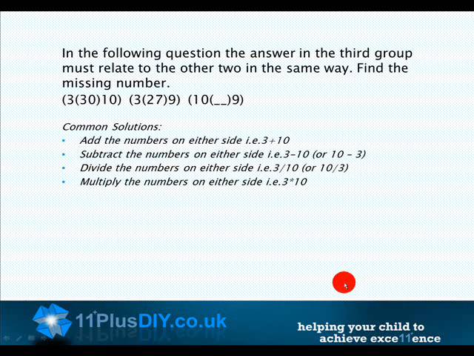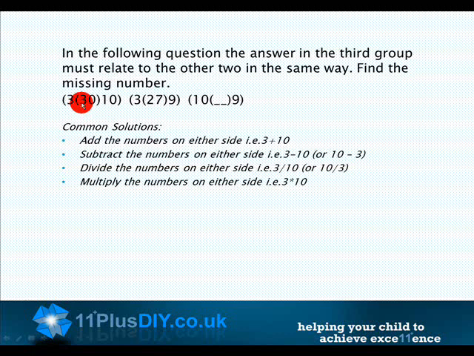Let's try another question. Again, we start with our common solutions. We could add the numbers together. 3 plus 10 equals 13 and not 30. Again, we don't move on to the second group until we prove the first group. We could subtract the numbers. 3 minus 10, or 10 minus 3. Again, these do not equal 30.